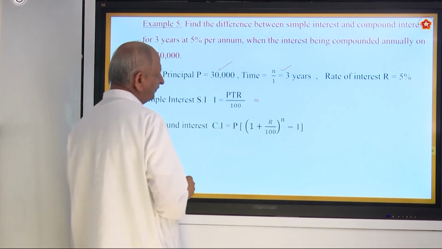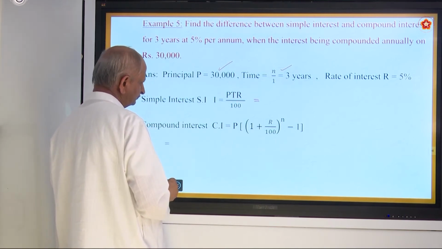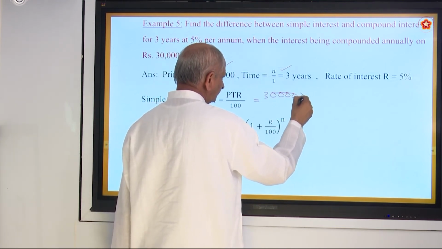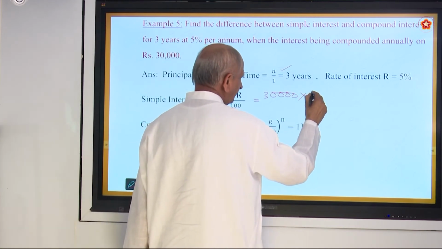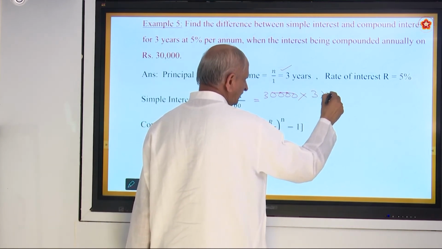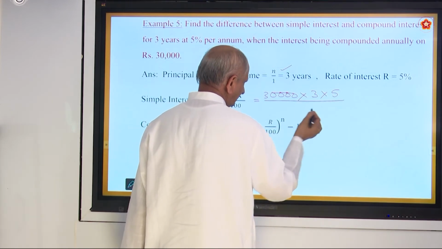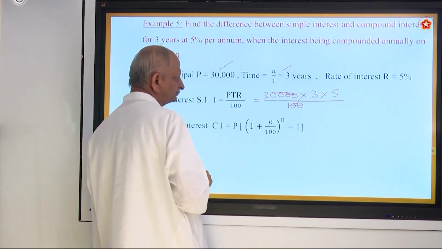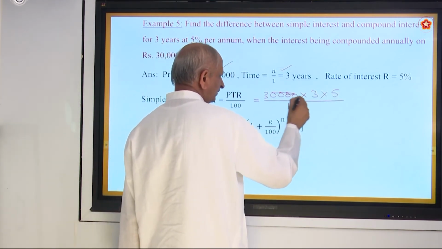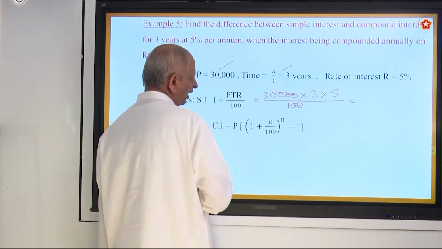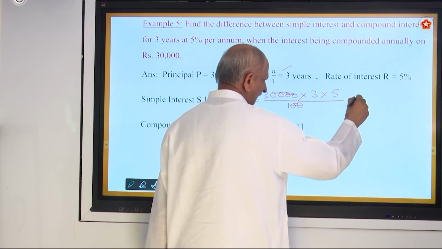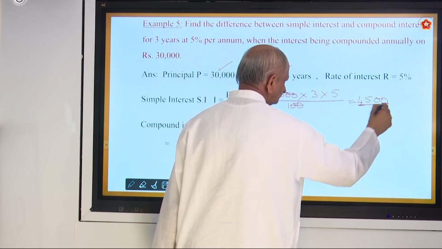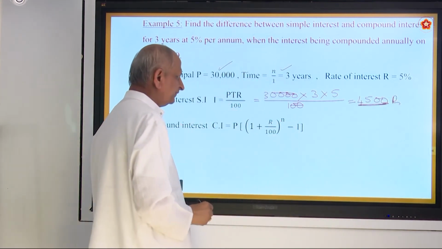Come on, if you apply it, this will be 30,000 into T. T is 3 years, rate of interest is 5%, divide by 100, 0, 0 cancels. So 15 into 3, how much? 45 followed by 2 zeros, 4,500 rupees, correct?